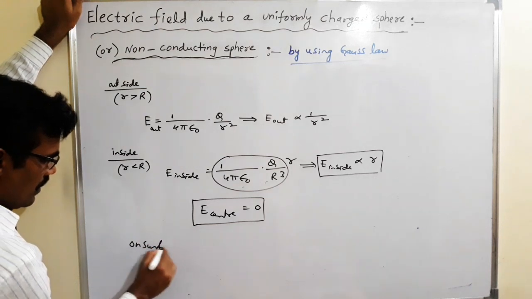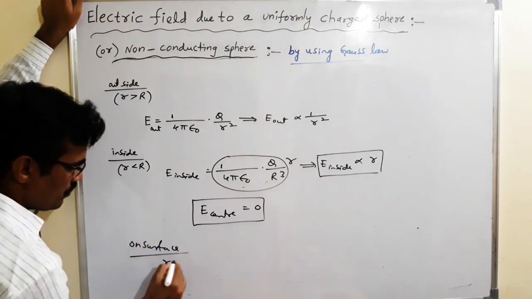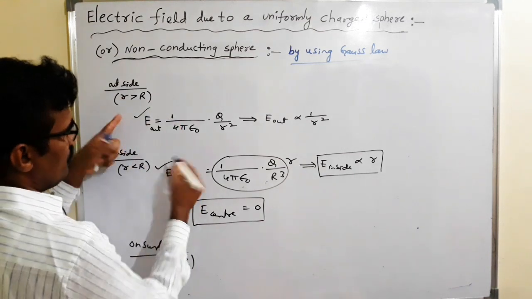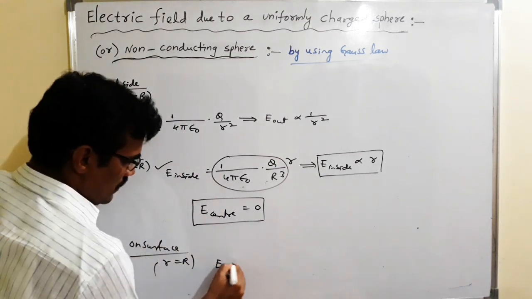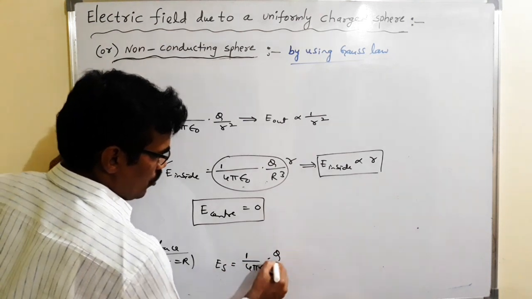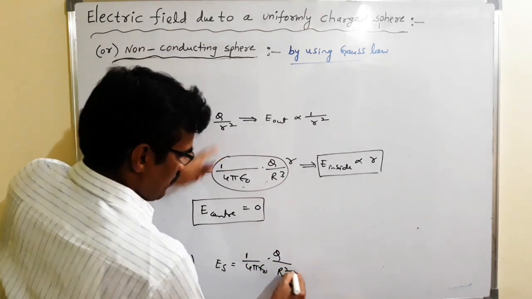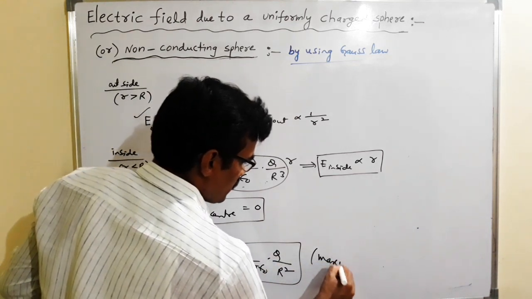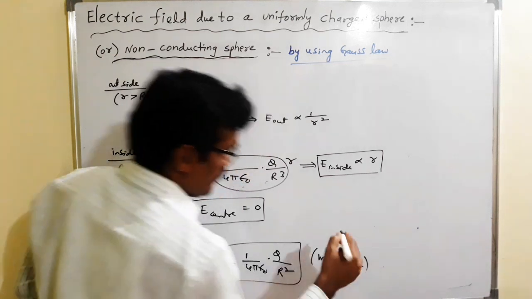On the surface, small r equals capital R. We can use either formula and get the same answer. On the surface, E equals 1 by 4 pi epsilon naught q by capital R square. Where is the field maximum? The field is maximum on the surface.